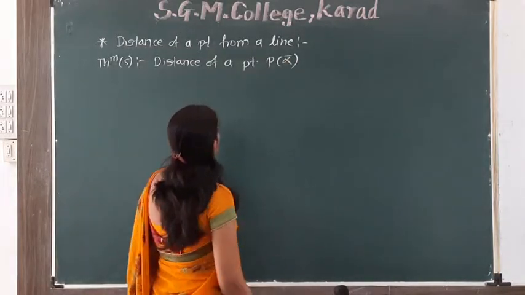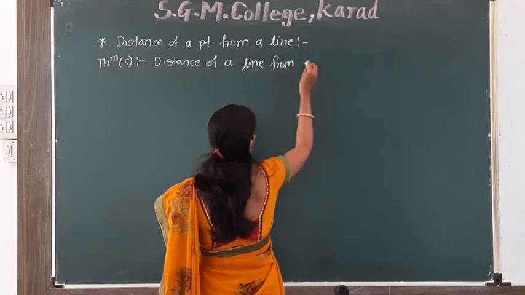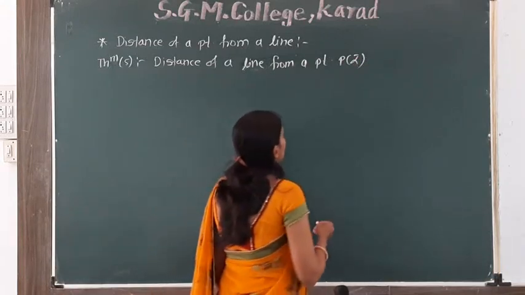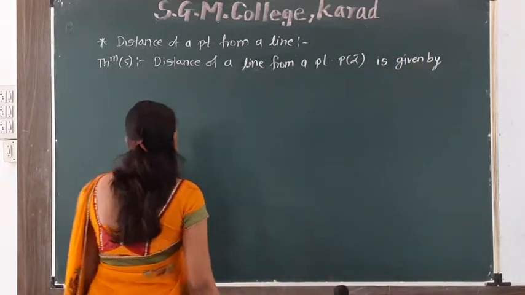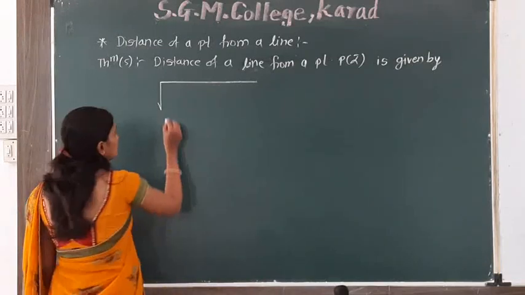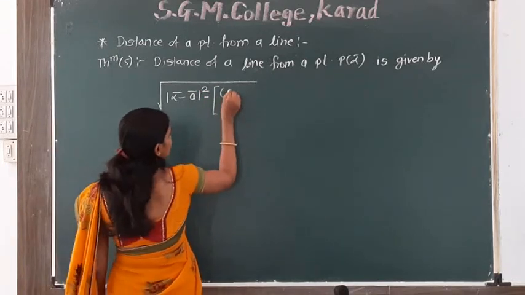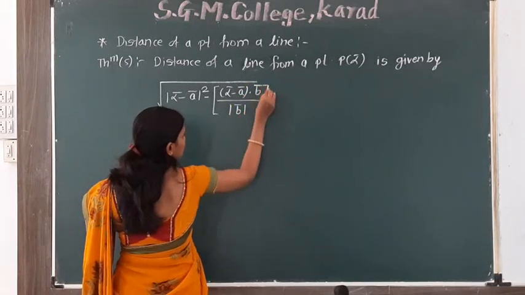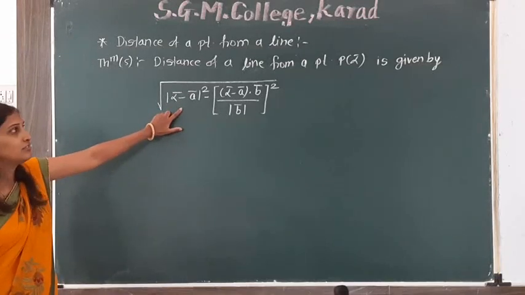The distance of a line from a point P of alpha bar is given by the square root of mod of (alpha bar minus a bar) square minus ((alpha bar minus a bar) dot b bar) divided by magnitude of b bar, all squared. This is the distance of a line from a point.